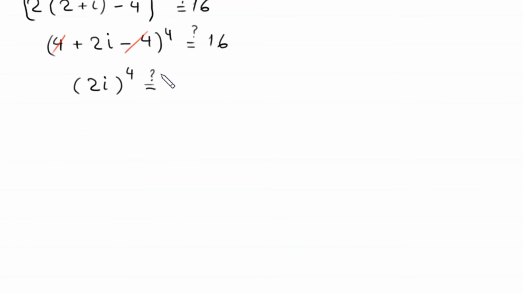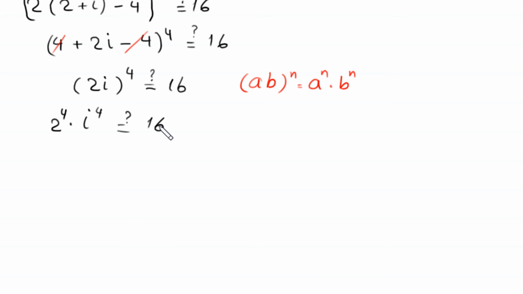Is this equal to 16? Now by using this property, (a times b) whole to the power n is equal to a to the power n times b to the power n, this (2i) whole to the power 4 will become 2 to the power 4 times i to the power 4. Is it equal to 16? This 2 to the power 4 is 16 times this i to the power 4 can be written as (i squared) whole squared. Is it equal to 16?